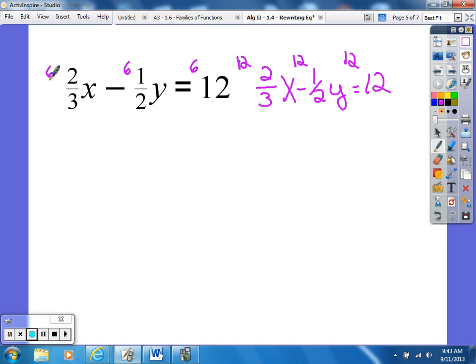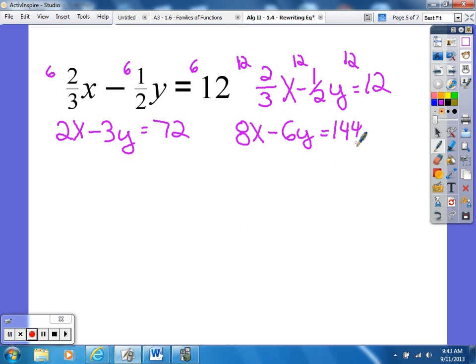So here, 6 divided by 3 is 2, times 2 is 4x. 6 divided by 2 is 3, times 1 is 3. 6 times 12 is 72. If I do it over here, 12 divided by 3 is 4, times 2 is 8. 12 divided by 2 is 6, times 1 is 6. 12 times 12 is 144.